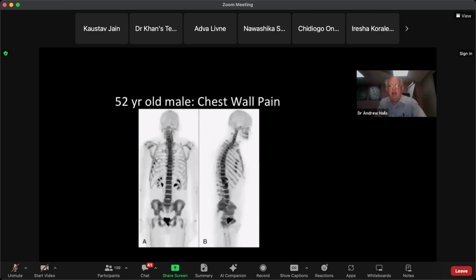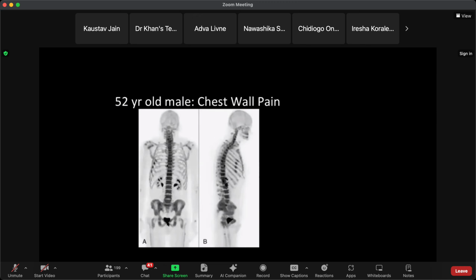Okay, now another bone scan. Any comments on this? Okay, so anterior and lateral views. There's increased uptake in 4 contiguous ribs, as well as an increased focus in the right pedicle of a lower thoracic vertebra.